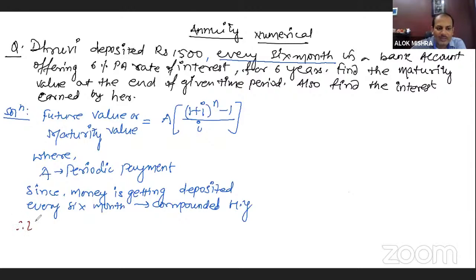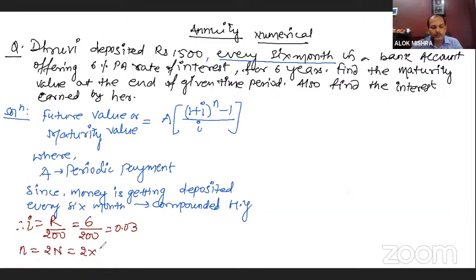Therefore, what is I? I is equal to R upon 200. When it is compounded half yearly, then it has to be R upon 200. So rate of interest is 6%, so it's 6 upon 200, which is equal to 0.03. And what about n? n is equal to 2 times n, so it is 2 into 6, which is equal to 12 half years. So I have the value of n, the value of I, and the value of A. How much money is she depositing at the regular interval? Periodic payment is nothing but rupees 1,500.